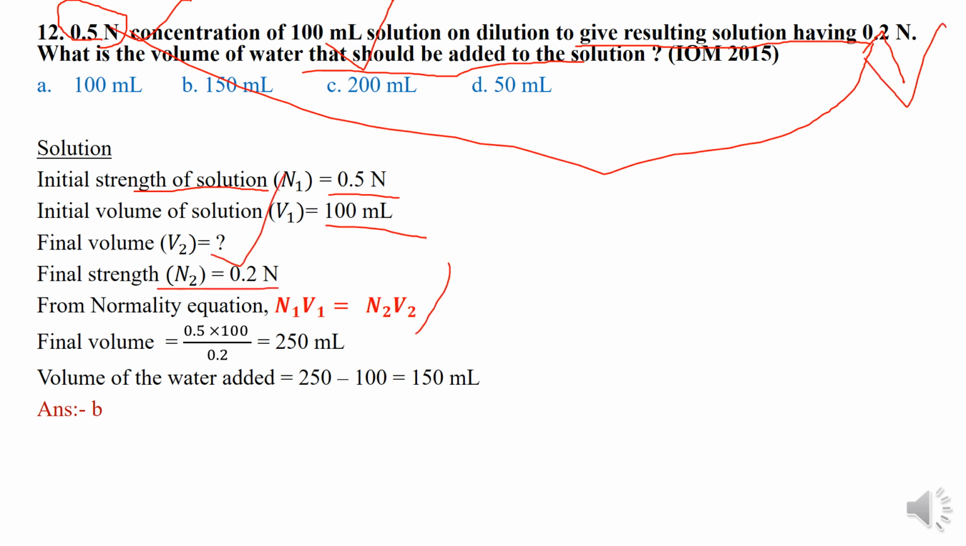Then by using the normality equation, answer will be 250 ml. Then 250 ml is the volume of the solution in the final case. Then we have to subtract the initial volume from this volume to calculate the amount of water added, that is 150 ml. Very important question.